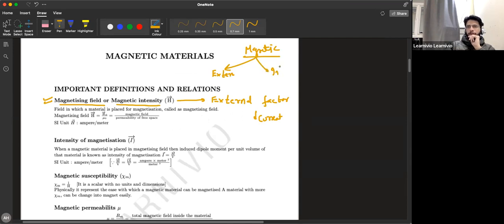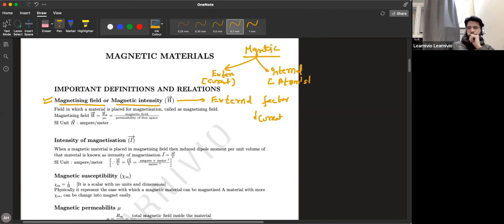Second, it could be internal. When you say external, it's usually current. Current is an external factor. When you pass current through a wire, it generates a magnetic field. So the magnetic field is due to current, not due to the atoms of the wire. The second could be an internal factor. This is due to the contribution of atoms. Individual atoms of the material can also contribute to magnetism. So these are the two sources from which you can get magnetism.